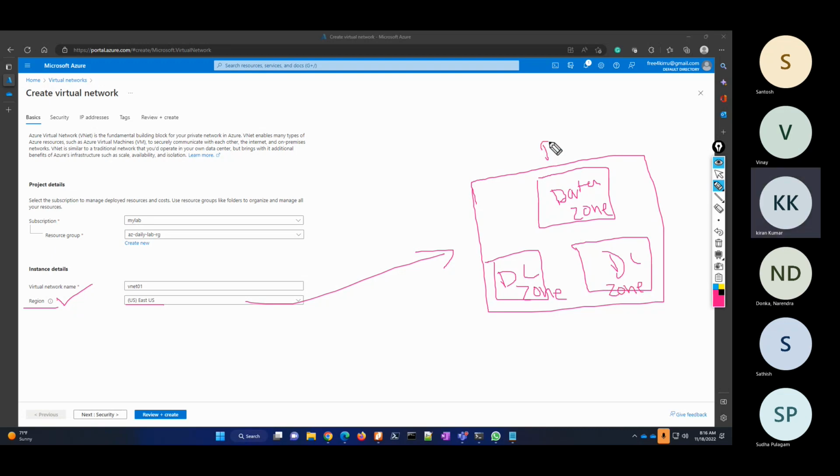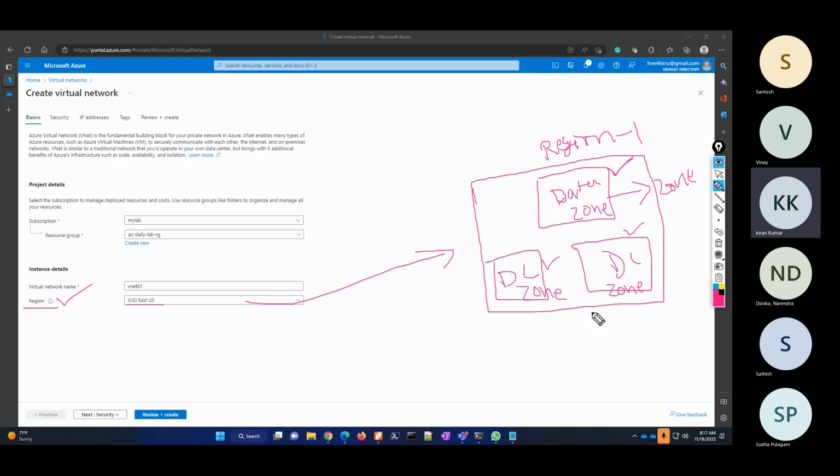In one region, one or more data centers are running. Each data center we can call a zone. Some regions have a minimum of one data center running, and some regions have three data centers, which means three zones. In all regions the three-zone concept is not available. Some regions have only one zone, and some regions have three zones running.